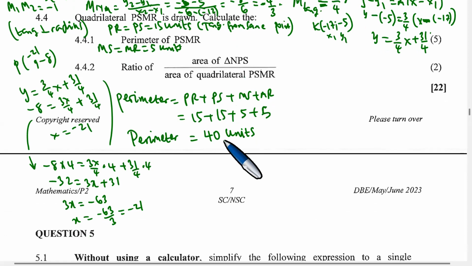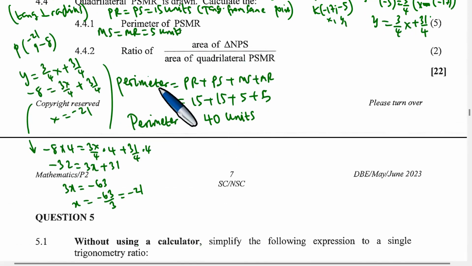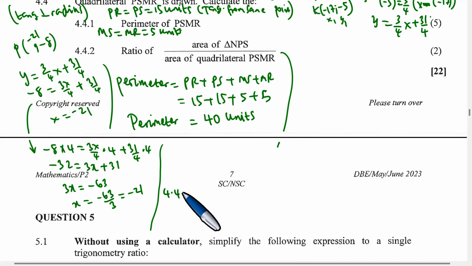Next, last but not least for that question, we want to find the ratio. What is the ratio? The area of the triangle, this one, divided by the area of the quadrilateral, and we get the answer. Let's just do that one very quickly. So next we do this question. I'm going to do a small division here. So we're going to do 4.4.2.